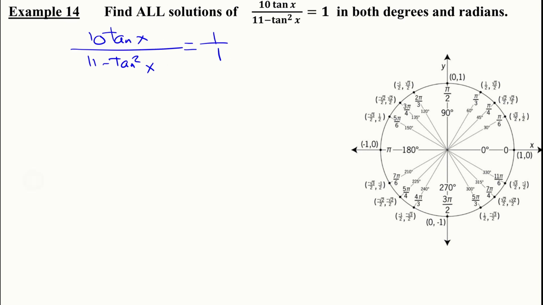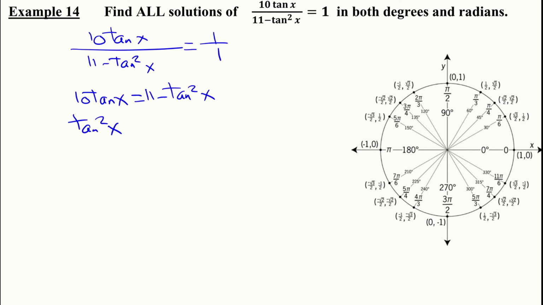So we get 10 x, it doesn't matter which one you put first, equals 11 minus 10 squared x. We could have put this on the left side and this one on the right side, makes no difference. All right, so it looks like we have a quadratic on our hands. Let's go ahead and move everything to one side and get 0 on the other side.